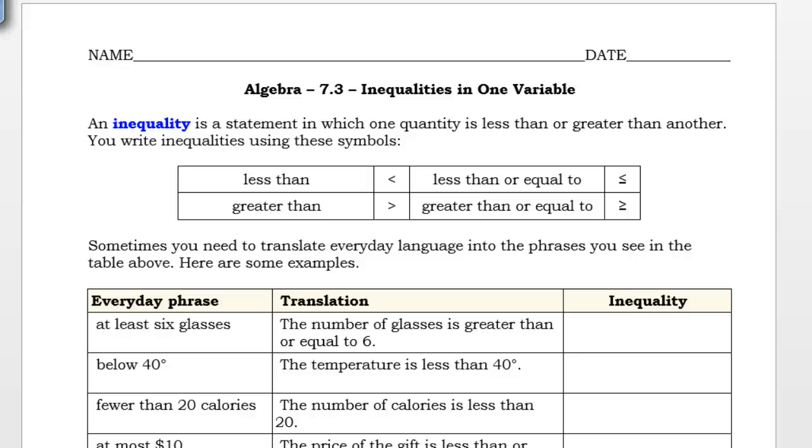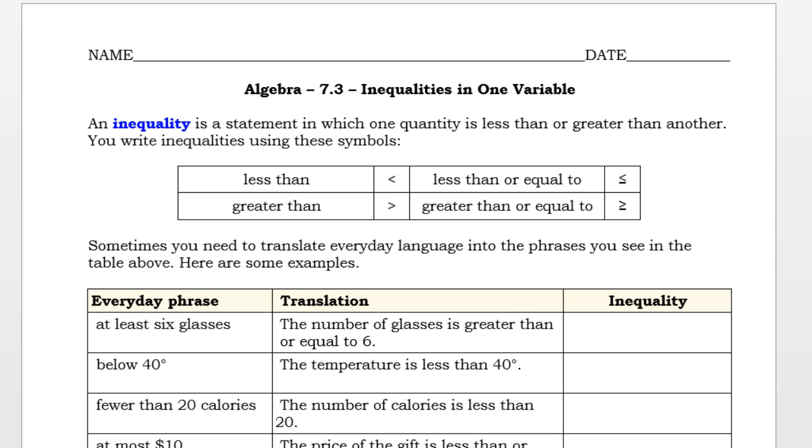This is Algebra Lesson 7.3, Inequalities in One Variable. An inequality is a statement in which one quantity is less than or greater than another. You write inequalities using these symbols: less than, greater than, less than or equal to, greater than or equal to. So hopefully you've seen those symbols. We already kind of should know what they look like.